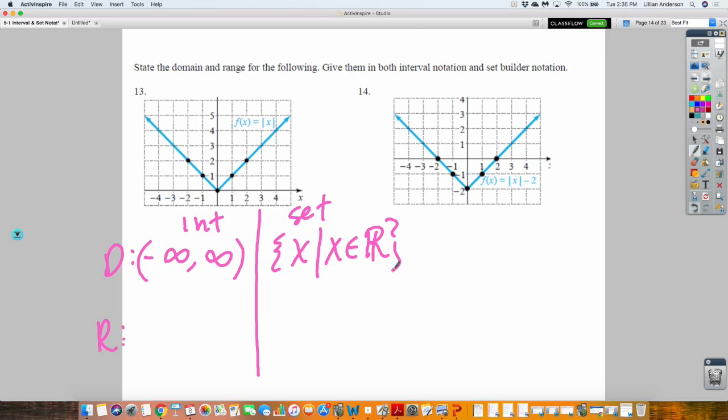The range. What's the lowest that this graph goes? 0. What's the highest that it goes? Infinity. If you're able to identify how low a graph goes and how high a graph goes, same thing with domain, how far left it goes, how far right it goes, you have interval notation. Pretty easy. You just got to make sure you include either the parentheses or the brackets correctly.